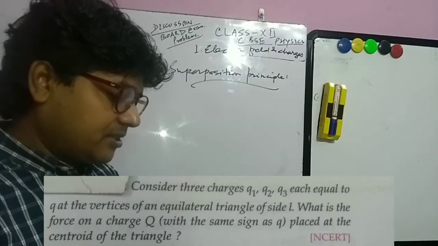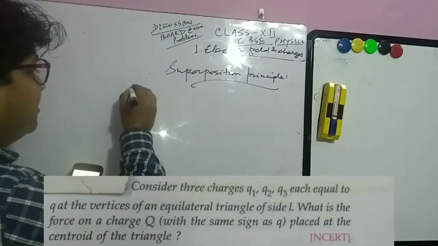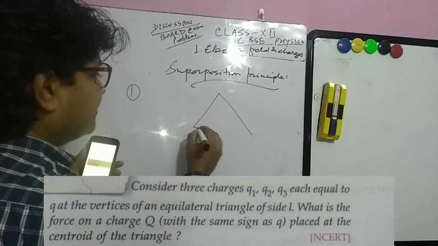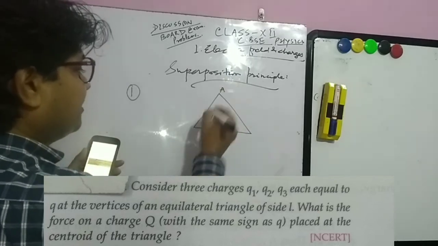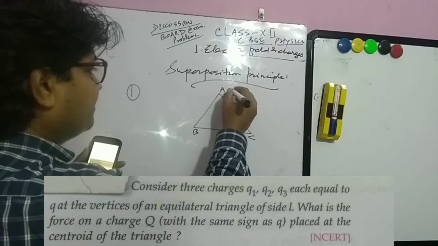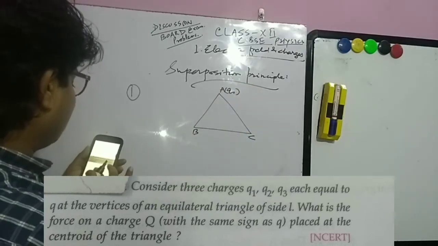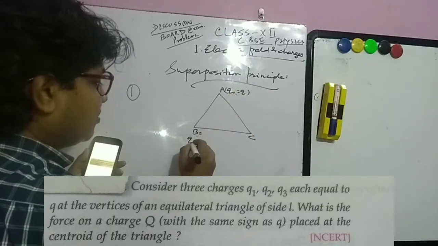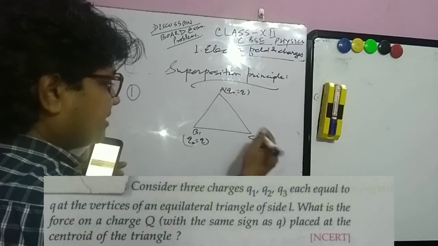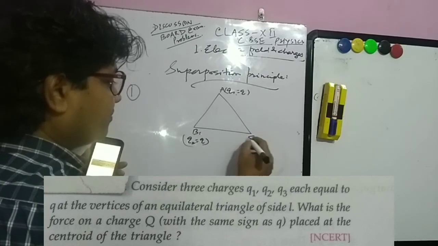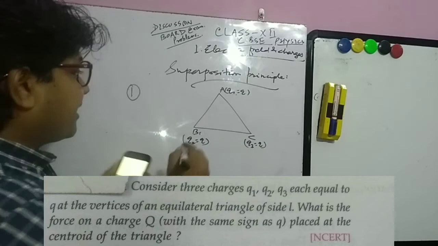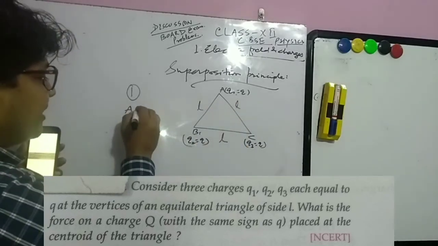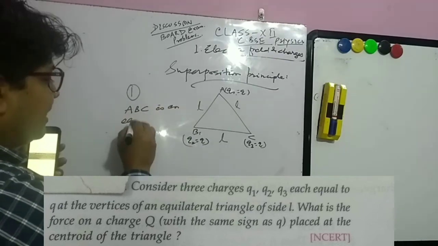Three charges are placed. This is the case, right? So A, B, C, three charges Q1, Q2 each equal to Q. It means this is equal to Q, Q2 is equal to Q, and at the C corner Q3 is equal to Q, of an equilateral triangle. So ABC is an equilateral triangle.